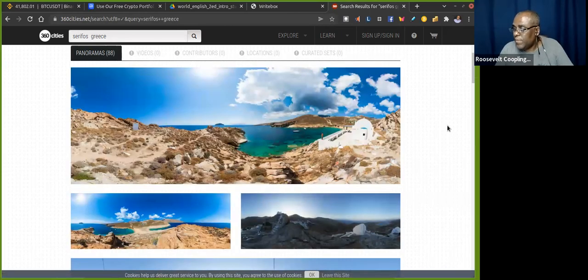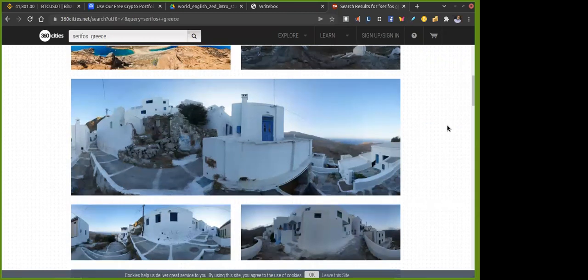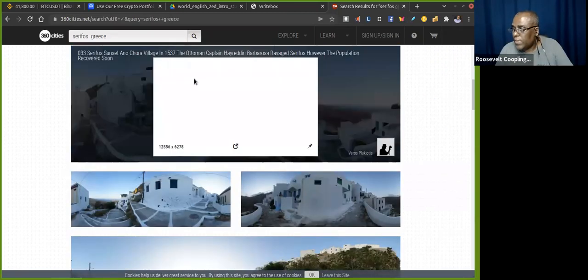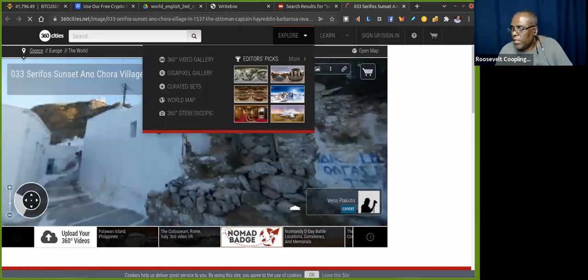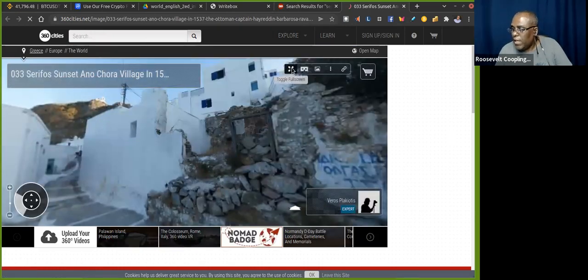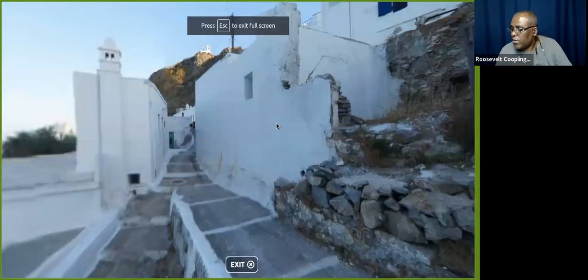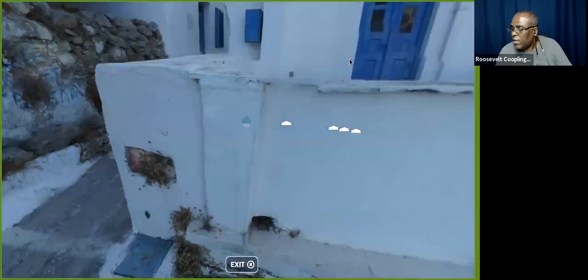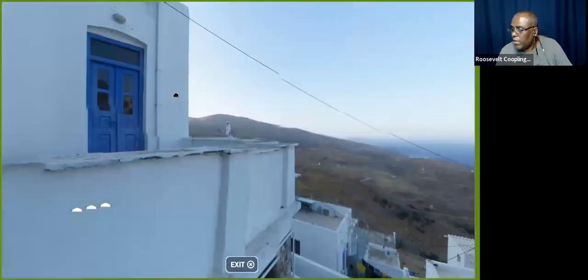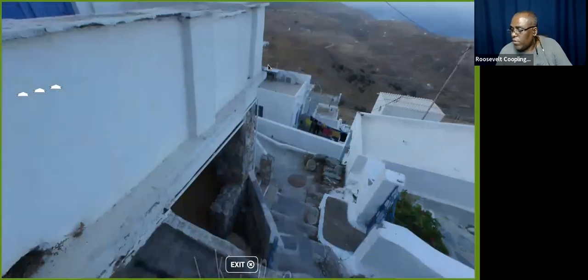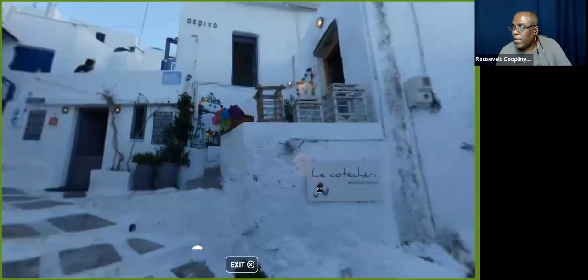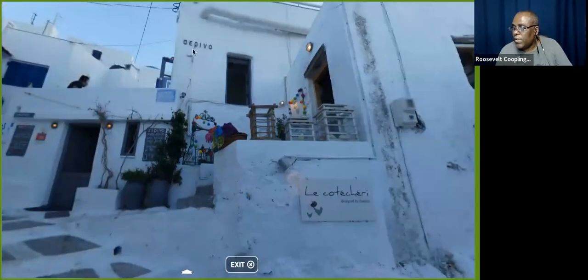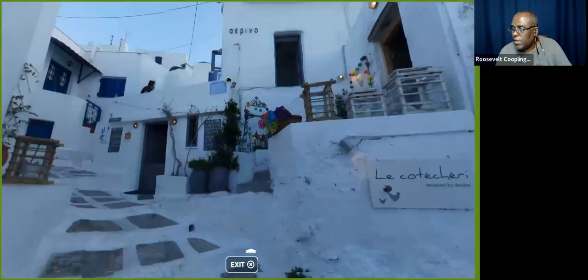Is this the place? Yeah. Well, that's a nice place. It's beautiful. And Santorini. Let's find Santorini. This one here, if you look at this itinerary, Serifos, okay. That's a little bit away from the beach, but it's a beautiful place. Look at that. Serifos. Is that it? Probably.